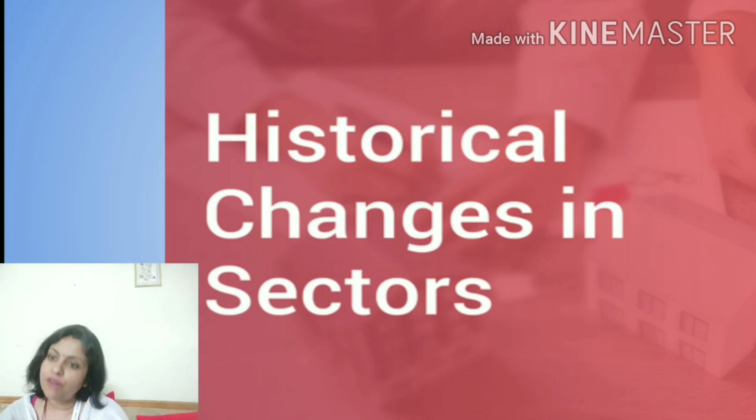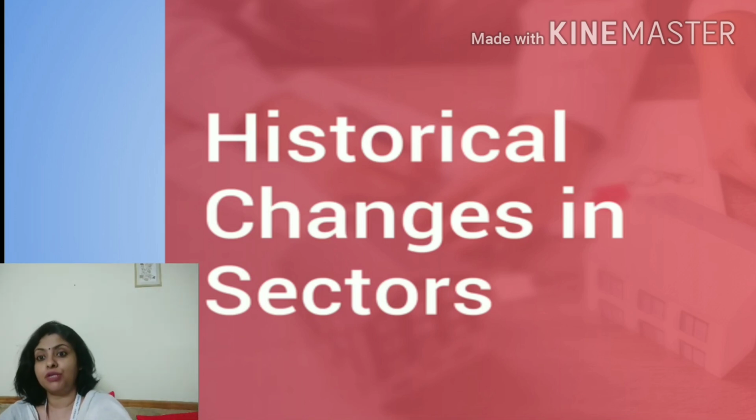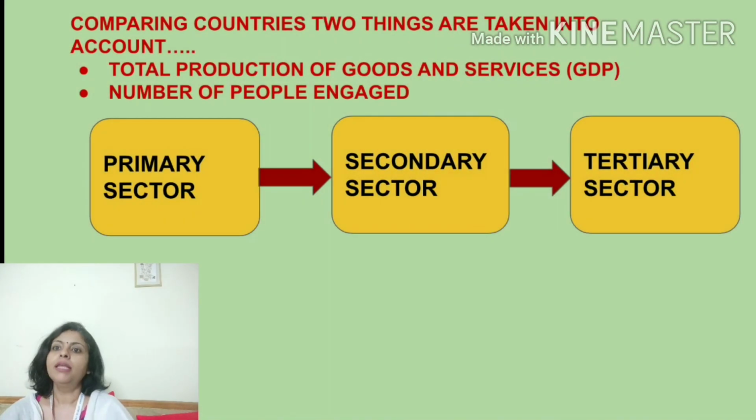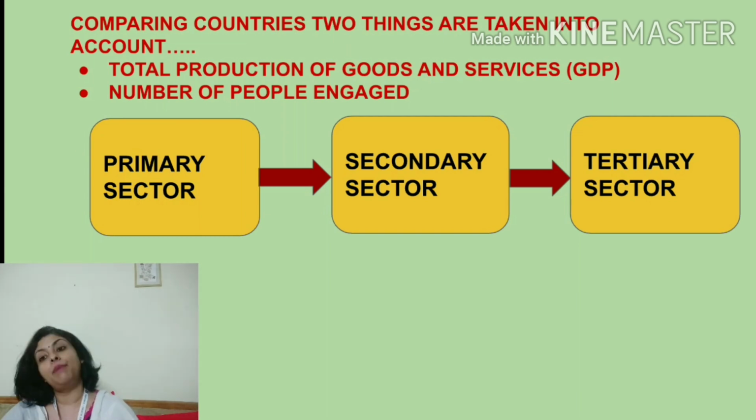So this is a general pattern of evolution of these sectors in all developed countries that we are going to discuss in this particular topic. Now, when we compare countries or we compare the various sectors, we take into account two important things. The first is total production of goods and services, which is basically the GDP, and secondly the number of people engaged in that sector, that is employment. How many people are working in that sector? What is the manpower strength in that particular sector?